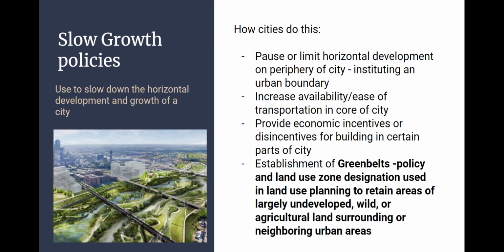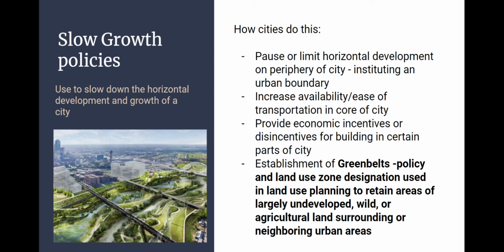The other way is through slow growth. So slow growth is slowing down the development and growth of the city, usually on the outside of the city, right, on the periphery. So the easiest way to slow down the growth of the city is to just say, hey, we're going to slow down the growth of the city. So that is to pause or limit the horizontal development on the periphery of a city. So oftentimes cities might institute something called an urban boundary, which is exactly what it sounds like, right? A boundary around the city which says no more growth outside of this area.